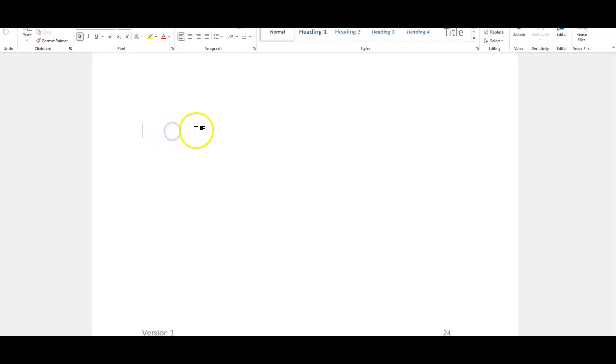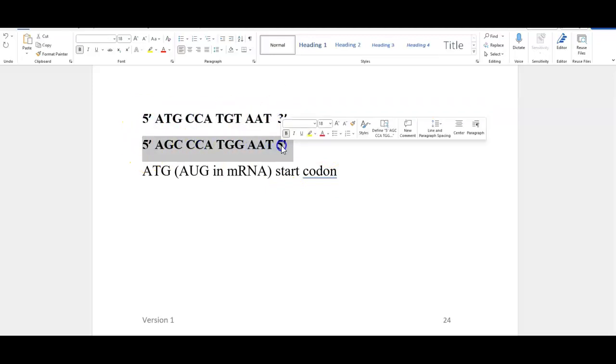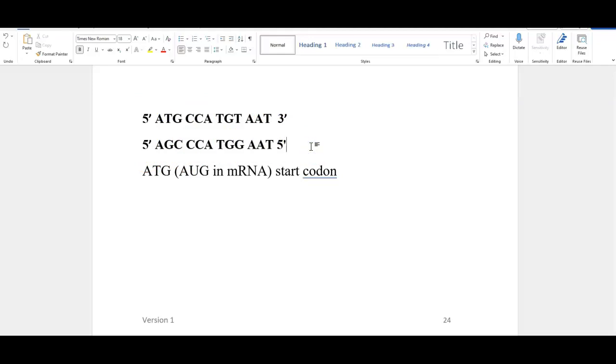You guys also might get a question that looks something like this. There are a couple of different ways that I could ask you this. One would be to give you a normal sequence and then a mutated sequence of the same sequence. You have to find where the mutation is, and then tell me what the messenger RNA is, and the amino acids.